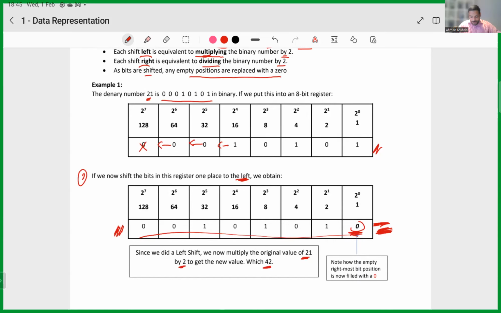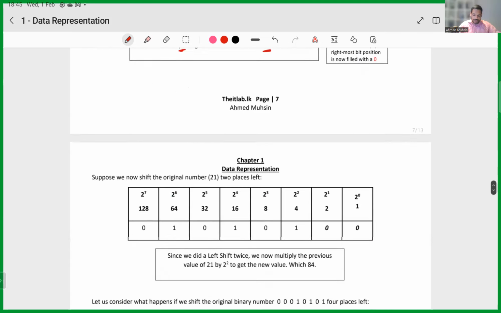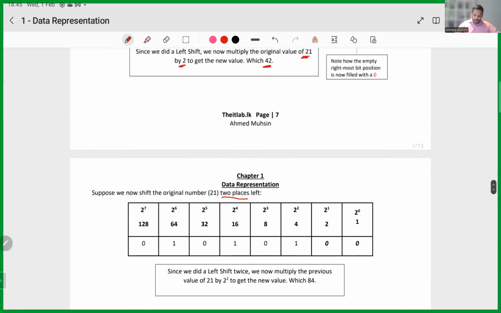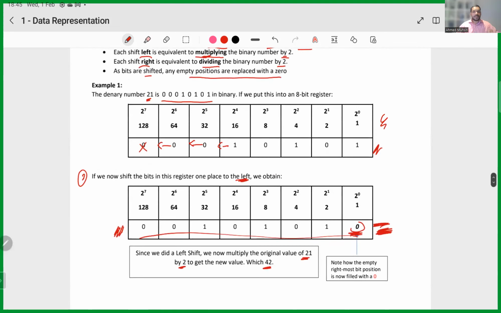Let's go on. Now we are going to try shifting it 2 places, the number 21. This number 21 over here, we are now going to try and left shift it twice.